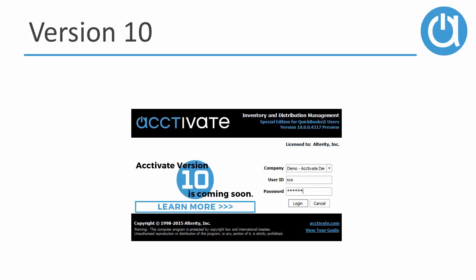The login screen, when you first start version 10, it'll look a lot different because, again, we've moved to this new branding, these new colors. Rest assured, this is the same company, this is the same product, Acctivate. You didn't get the wrong software. And the changes are very much just the theming and the colors. As you can see, the company, user ID and password looks very much the same.